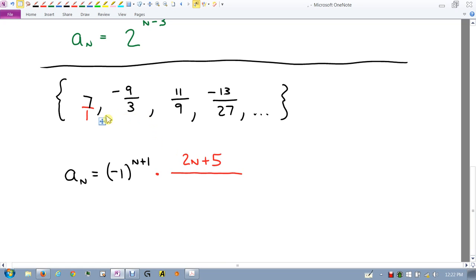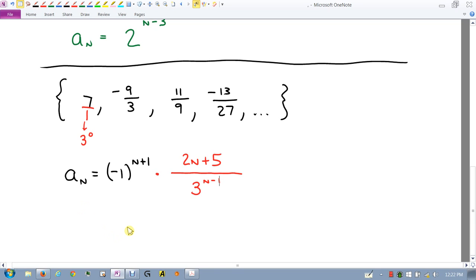Then I look at the denominators. Is there a pattern here? 1, 3, 9, 27. They're all powers of 3. Starting at what? 3 to what power? 0. So when I plug in 1, I need to get 0. So 3 to the n minus 1. This will create that sequence. Now, please keep in mind, there's a possibility that you may get a different answer that is correct. Sequences do not have unique representations. As long as it generates the sequence, it's okay.